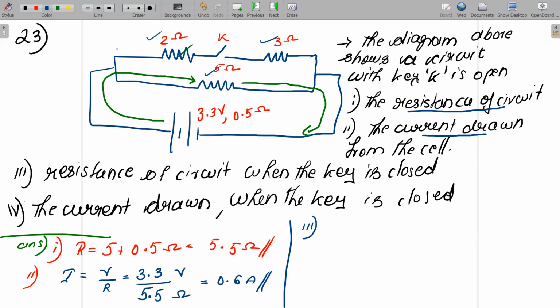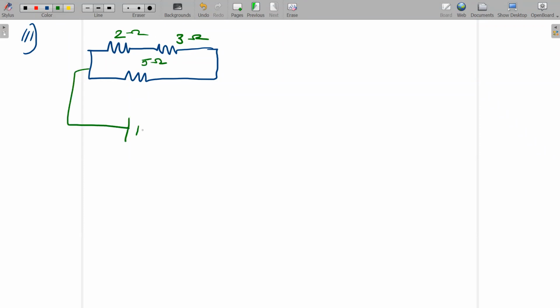This whole resistance, you should find the equivalent resistance, right? So when you found that, I'm going to do that. If you check that, this is nothing but the key is closed condition. What is the diagram? This is nothing but 2 ohm, this is 3 ohm, this is 5 ohm, and this is connected like this. And here you have another resistance that is nothing but 0.5 ohm.